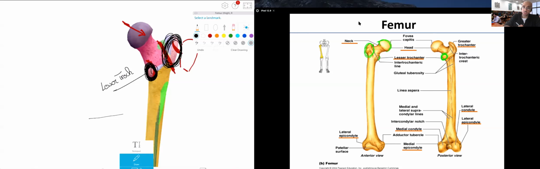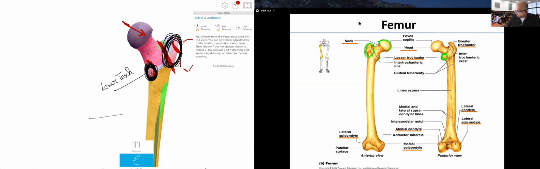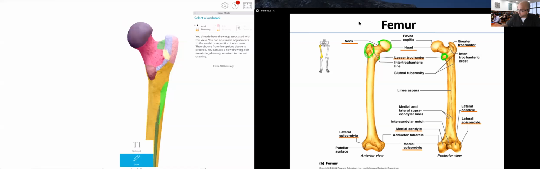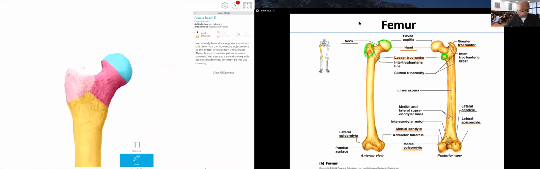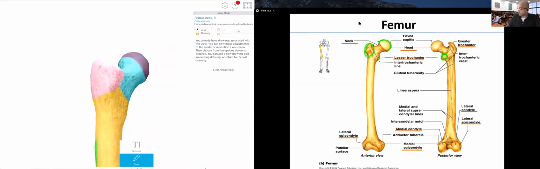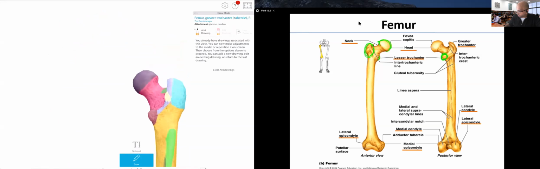So again, in the proximal end of the femur, what do we need to identify? We need to identify the head of the femur, neck of the femur, greater trochanter, and lesser trochanter.